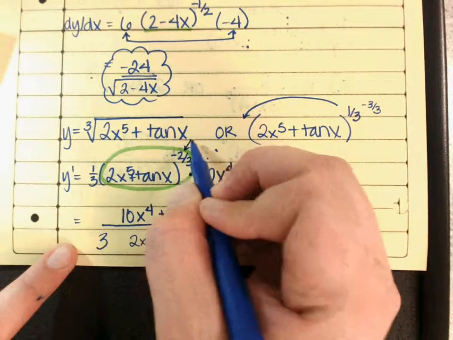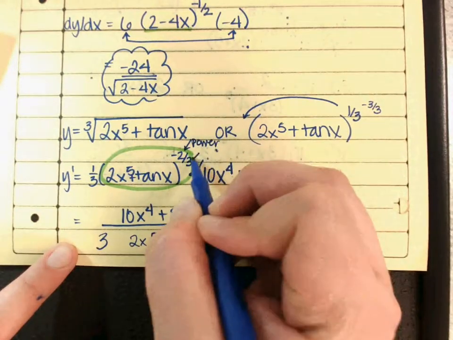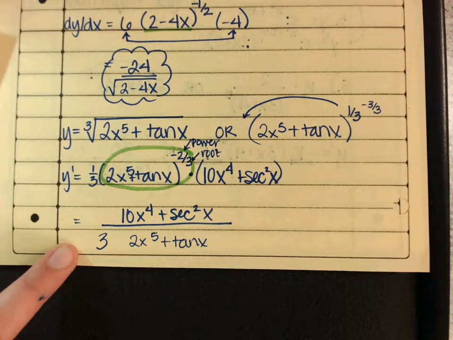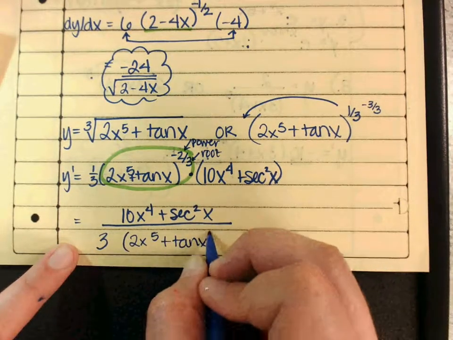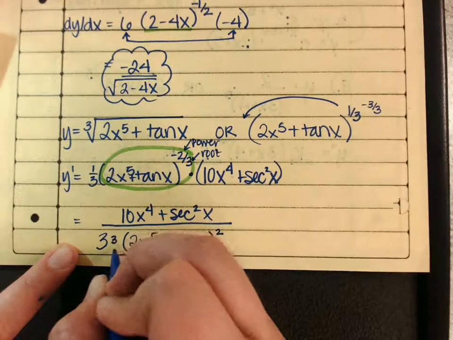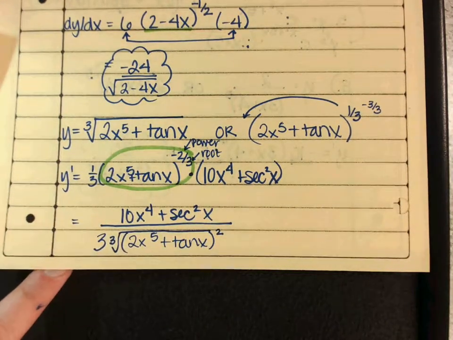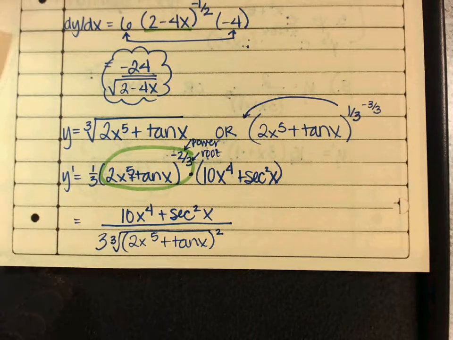Remember, the top number is the power. The bottom number is the root. So it's to a power of 2, and then it's a cubic root. Make sense? Okay, good.